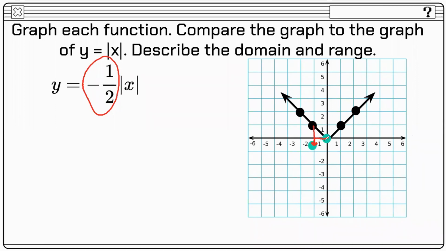You can do the same for 1 to the right. You're going to go down 1/2 units, and then plot your other point.